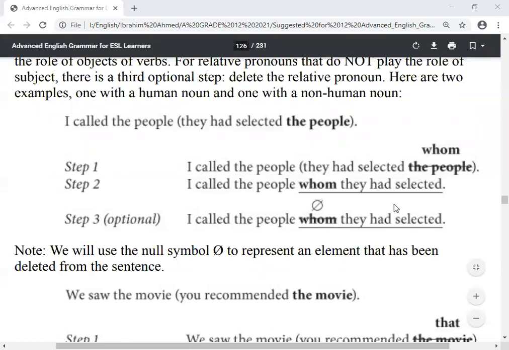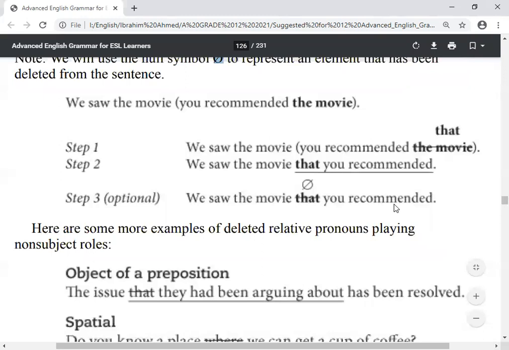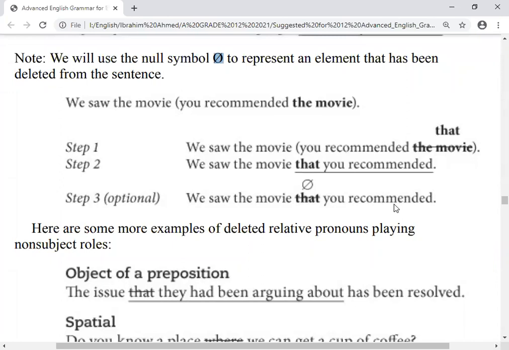We can leave "whom" here, whom they had selected, like step 2, or I call the people they had selected, and I'm sure you know this better than me. So note, we will use the null symbol, phi, to represent an element that has been deleted from the sentence or can be deleted. We saw the movie. You recommended the movie. Step 1, we saw the movie. You recommended that, and then put it in its place. We saw the movie that you recommended. And step 3, we can delete the word that because it replaces an object.